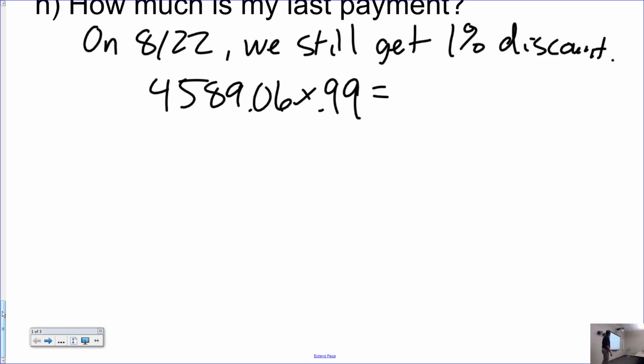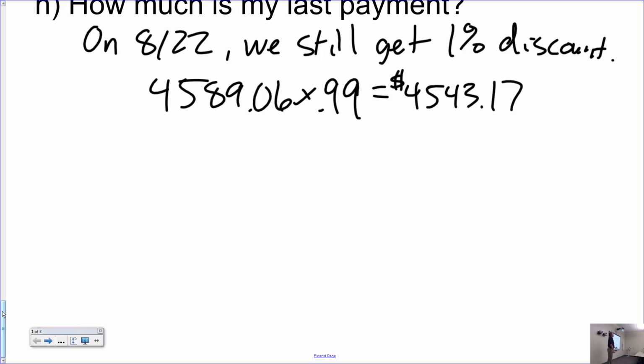And what's our final payment going to be? How many pennies was that? 17? So our final payment with the 1% discount, because we still got the 1% window open, is $4,543.17.